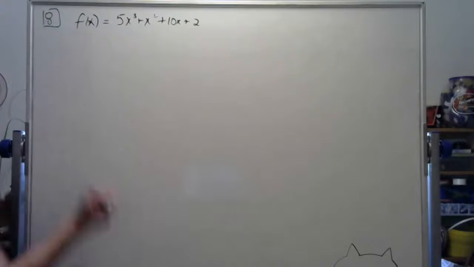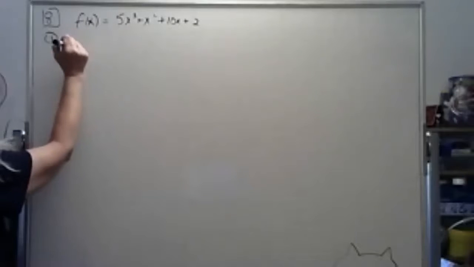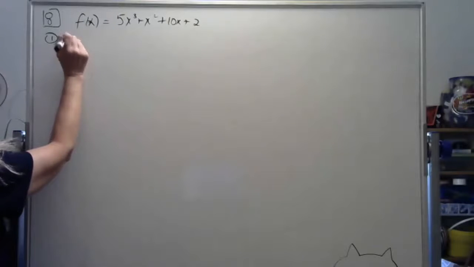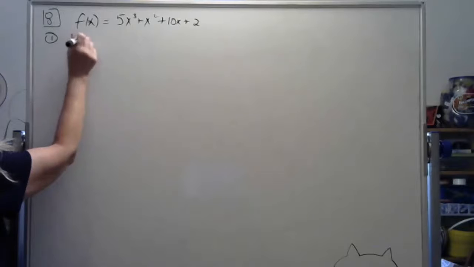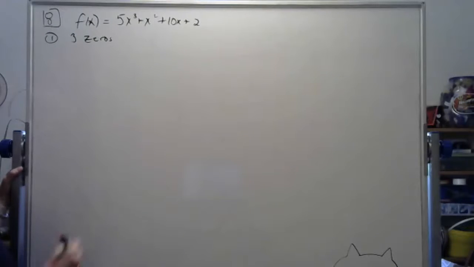So, okay, through our steps again. First step, how many zeros will this one have? So when I'm all done, how many zeros should I have? 3. Yep. Again, I don't know that they're all real, but it has at most 3 zeros.